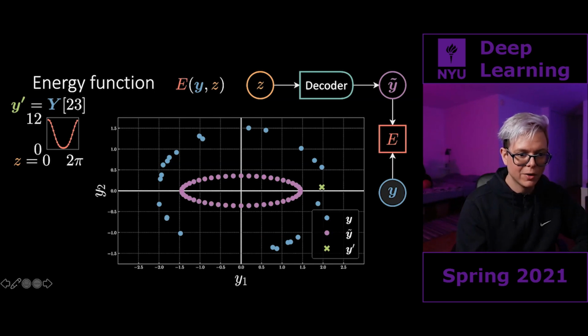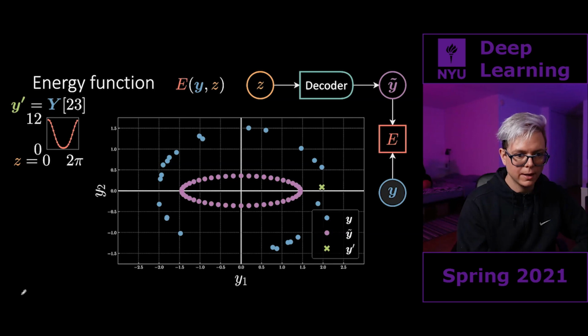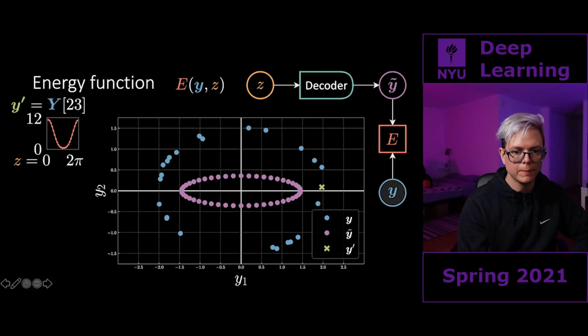All right, so let's use a pen, and then let's pick. Oh, I cannot change the color. Okay, pen color, let's go with cyan. So whenever my z is equal to 0, I'm looking at this location over here. I am at this location over here, okay?